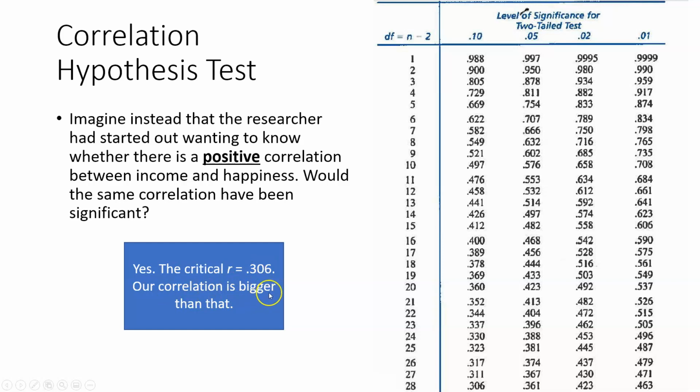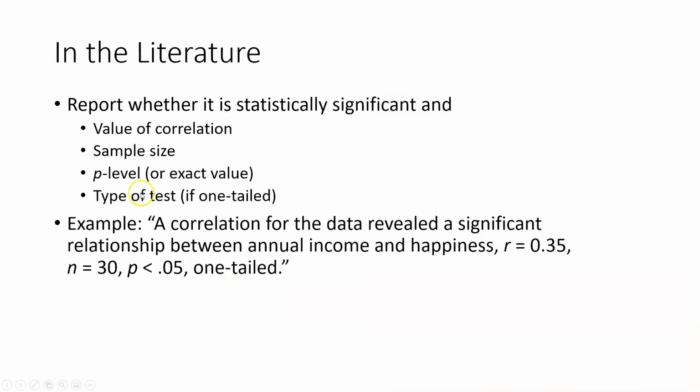The one we calculated was 0.35. It's bigger than that, so we say, yes, we reject the null hypothesis. It's sufficiently different from 0. In literature, we report whether a correlation is statistically significant, as well as the value of the correlation, the sample size, the p-level, or the exact value, if you used a computer and it told you what the exact p-value was, and the type of test that you performed if it was one-tailed.